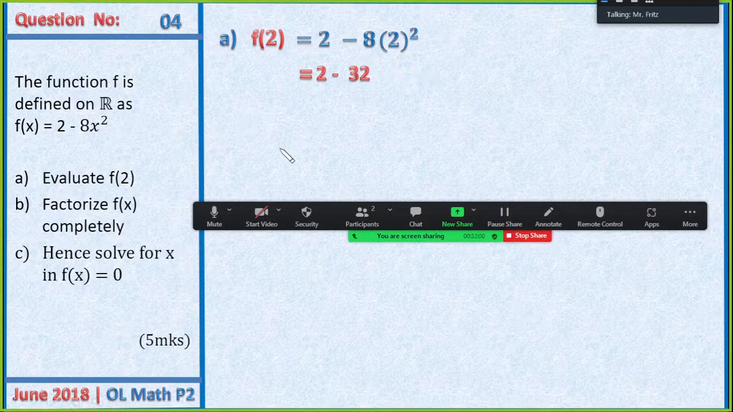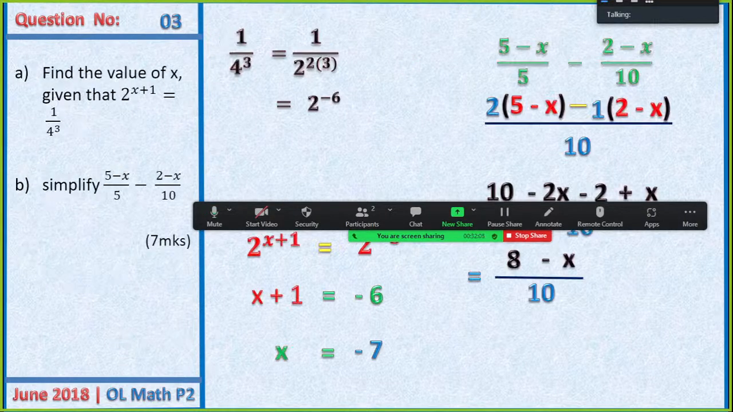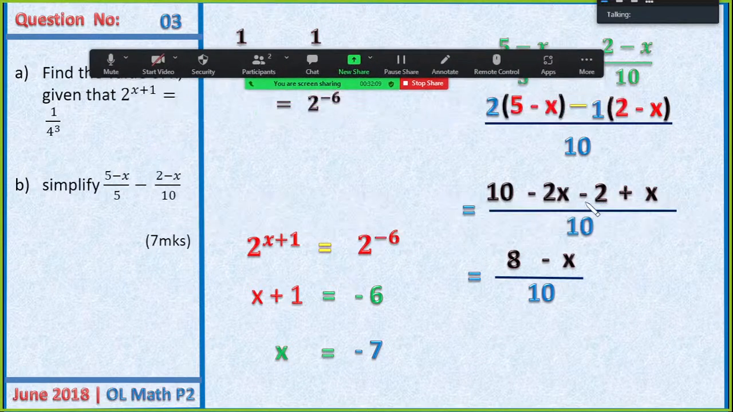Alright, let me just check something backwards behind. Okay, take a snapshot of this.